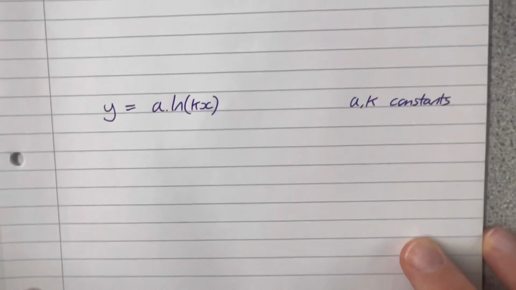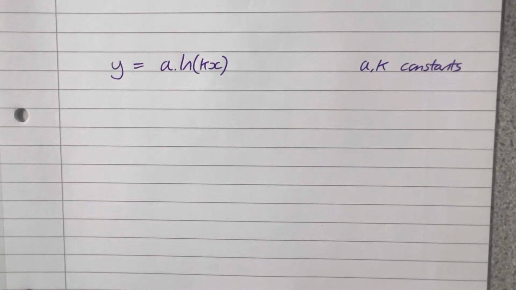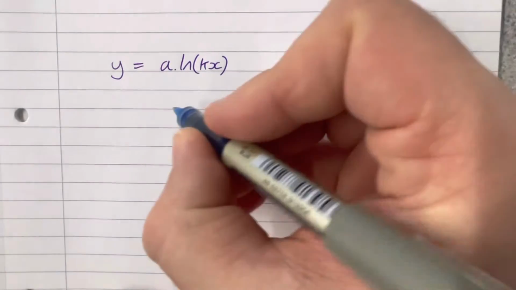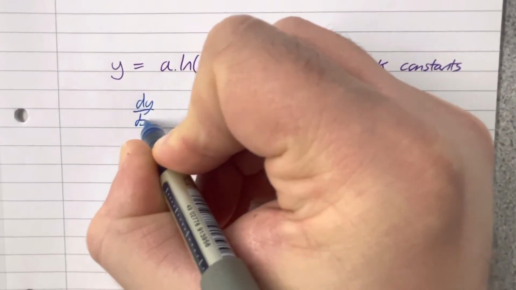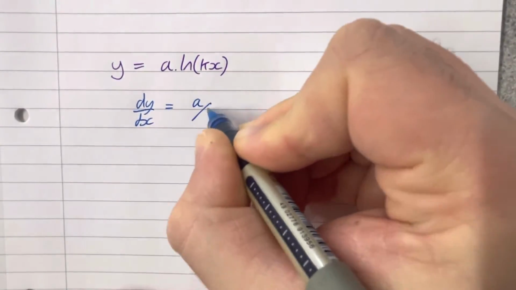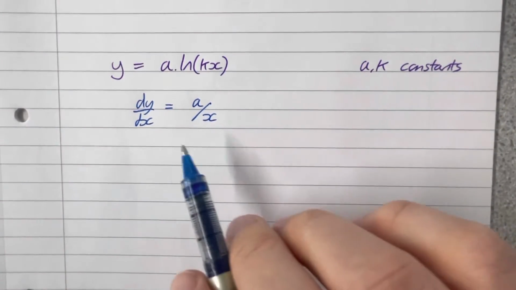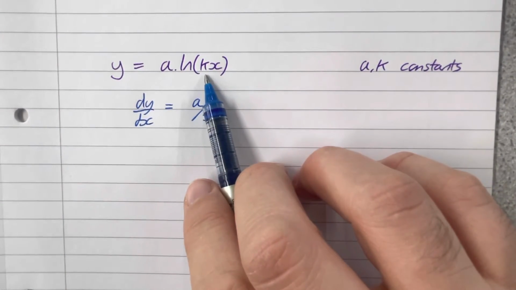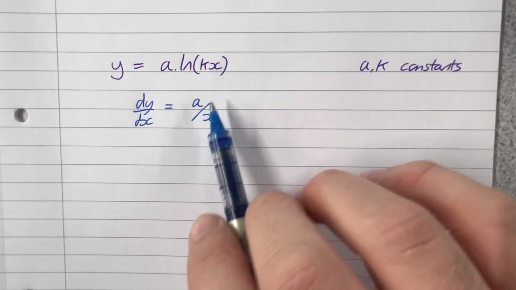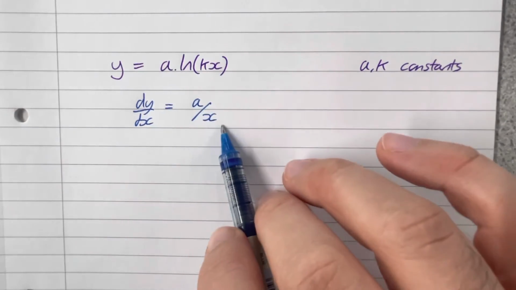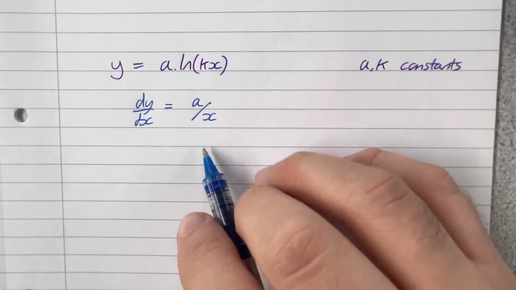A bit more of a general case. If I have y equals a times the natural log of kx, then dy by dx is just a divided by x. It's not a mistake. k just disappears. This is worth remembering. It's quite easy to remember, but I just want to justify why the k disappears.